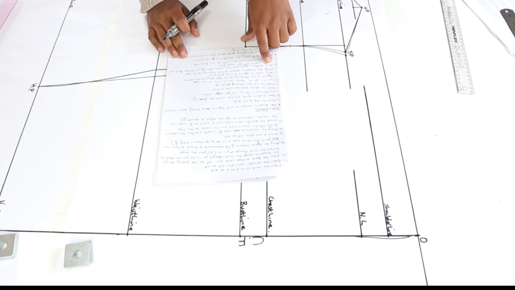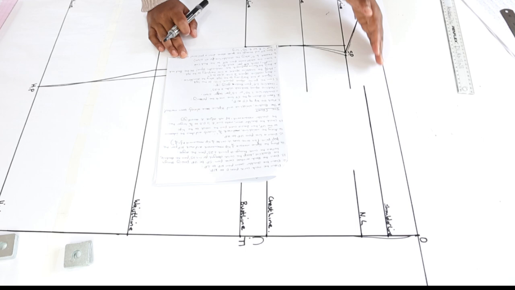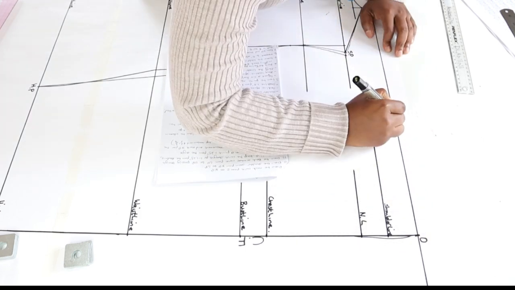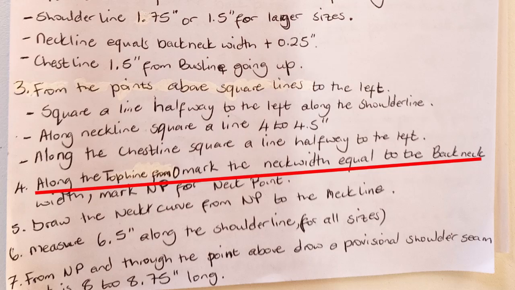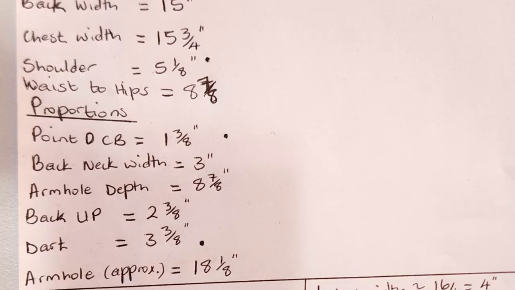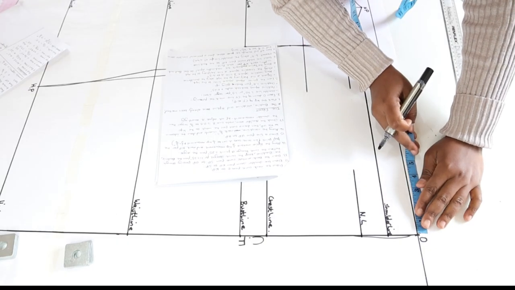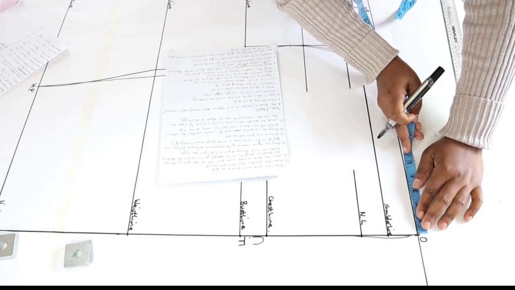And then we come back to number 4. It says along the top line, this is our top line. Along the top line from 0, mark the neck width, which is supposed to be equal to the back neck width, and then mark NP for the neck point. In my case, the back neck width was 3 inches. So we are going to mark the 3 inches along the top line.